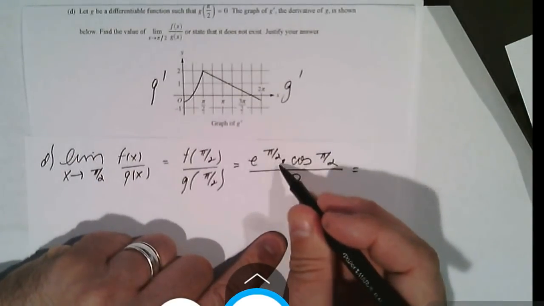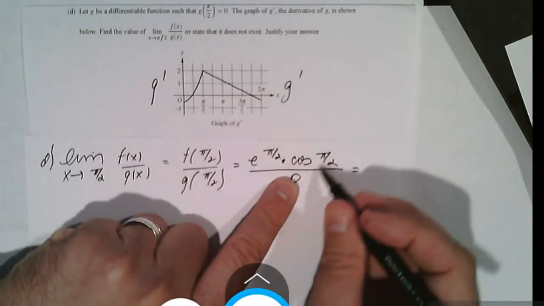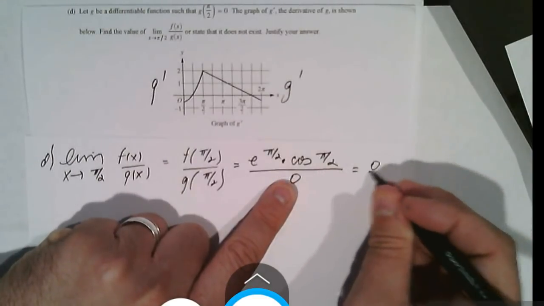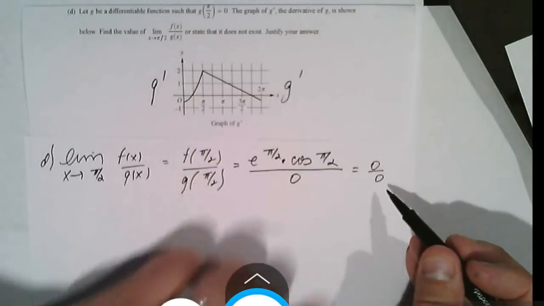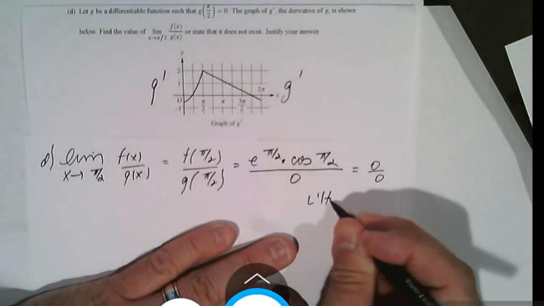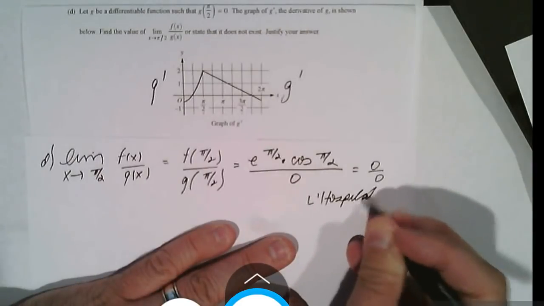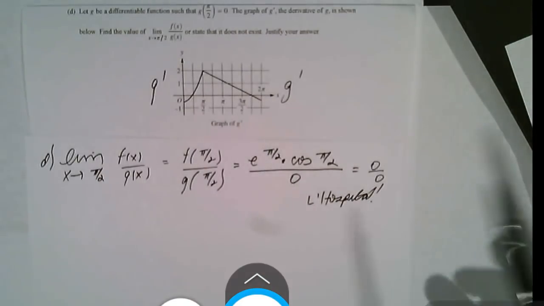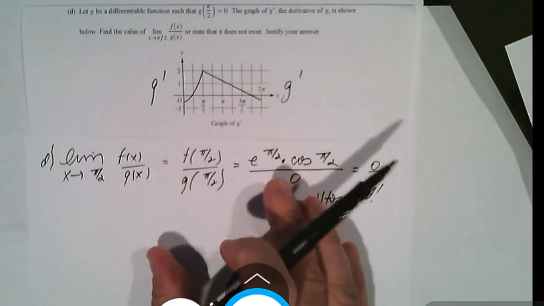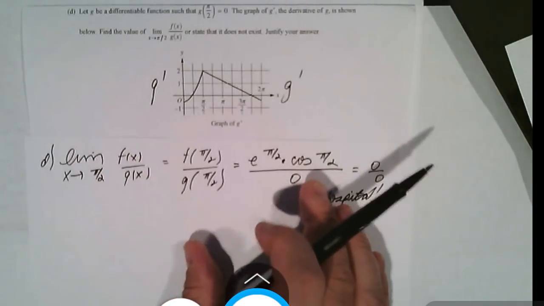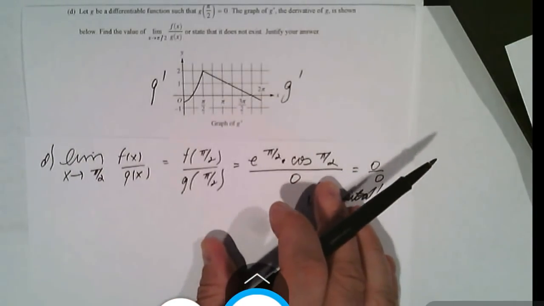Well, e to the pi over 2, I don't know. Cosine of pi over 2 is 0. I get 0 over 0. And you're going to get all excited and you're going to say, oh my gosh, 0 over 0. It's the indeterminate form. I get to use L'Hopital. That's true. You get to use L'Hopital's rule, but this work doesn't count. This doesn't meet the standard that the College Board has set.